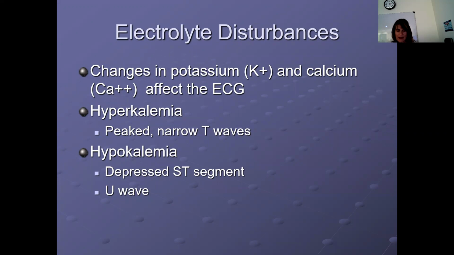Next thing we talk about is electrolyte disturbances. Having abnormal amounts of potassium, calcium, and magnesium in the body will create changes in the EKG, and you'll be able to look at an EKG and tell if a patient has high calcium, low calcium, high potassium, or low potassium. So hyperkalemia is referring to high potassium. So high K.